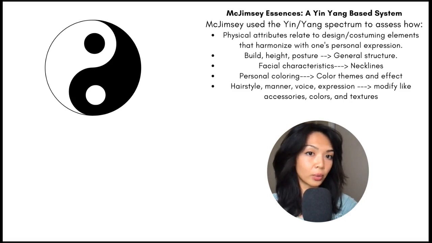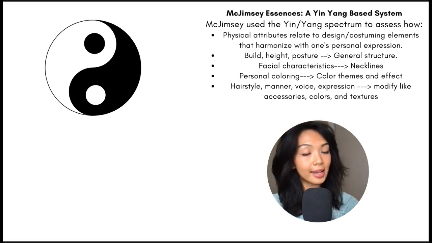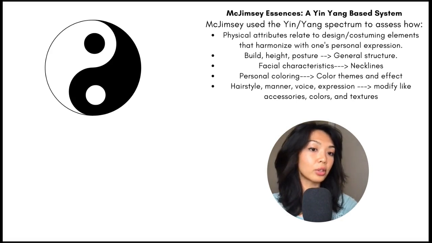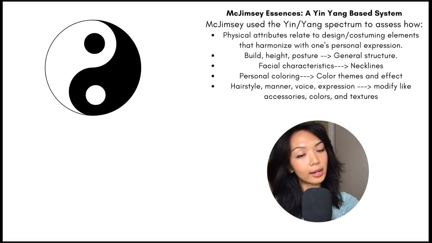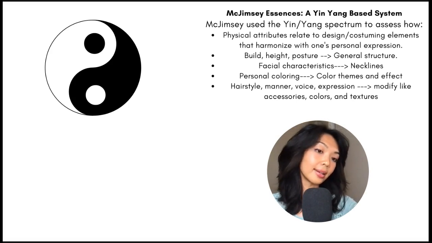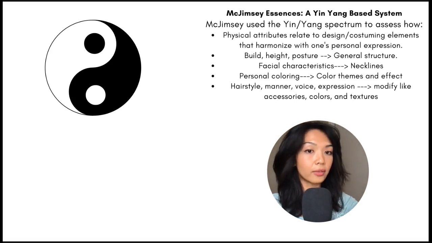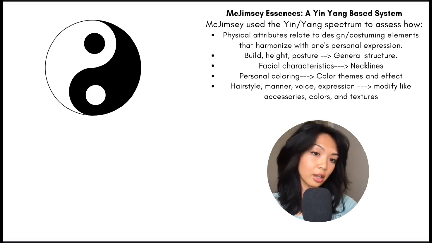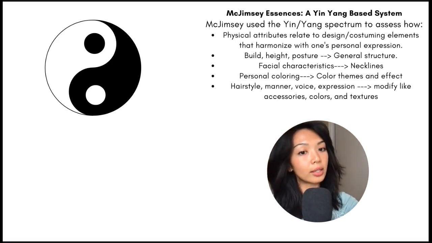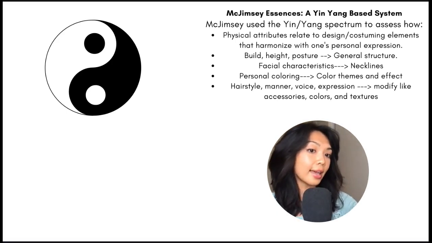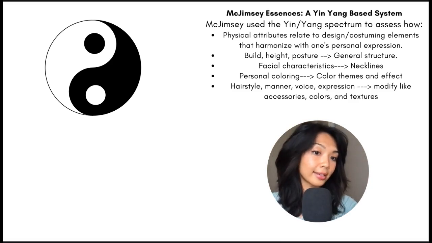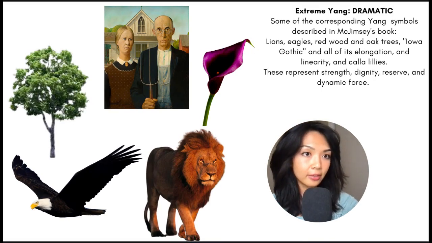She gives the following relationships. Build, height, and posture tend to influence general structure or silhouette the most. Facial characteristics are highly dependent on necklines and any detail close to the face to be very emphasized. Personal coloring has to be used strategically to create certain effects or themes. And hairstyles, mannerisms, voice, and expression all need to be contemplated in order to modify that expression, kind of like accessories, colors, and textures. McJimsey gave the following examples as being very yang.